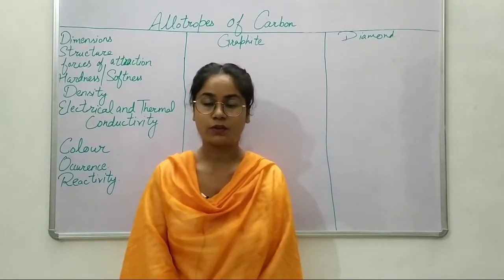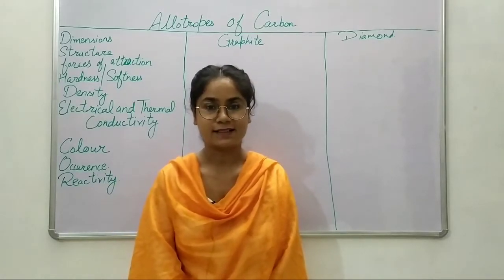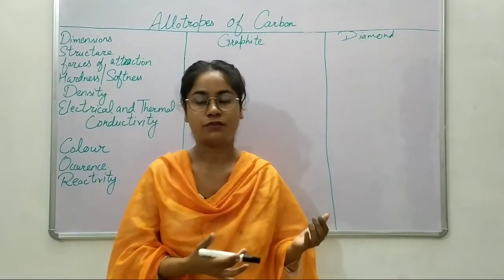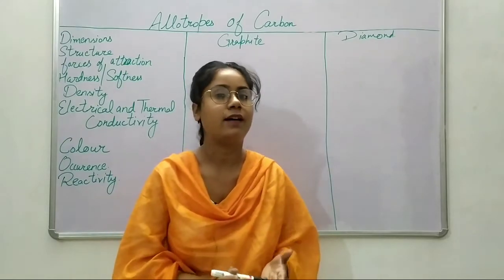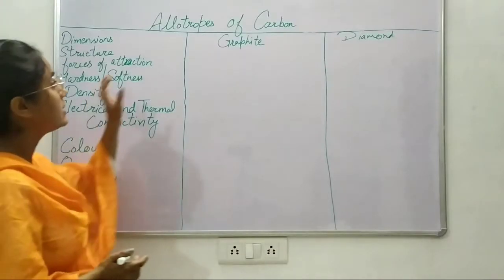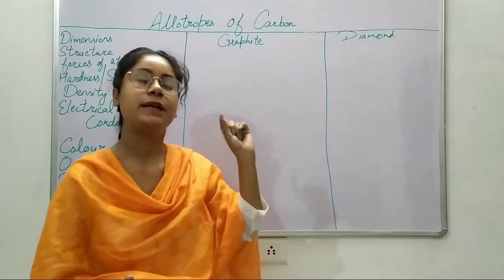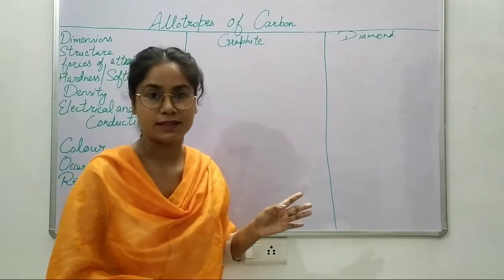In this video we are going to discuss allotropes of carbon. So let's get started. Before discussing the different allotropes or allotropic forms of carbon, we should first know what allotropes are. Allotropes are different forms of the same element that may possess the same physical state, but they all have different physical properties.